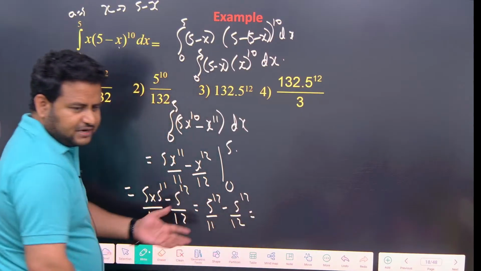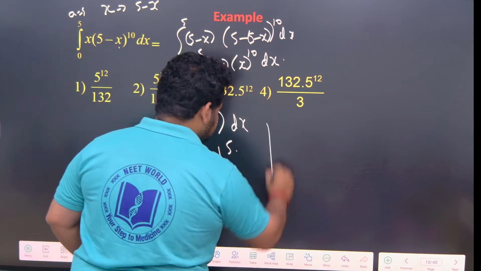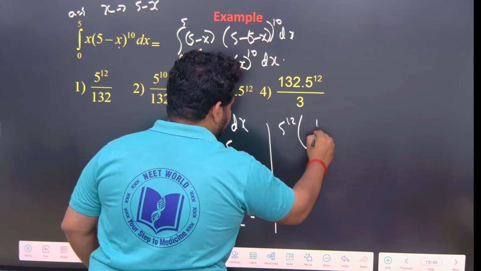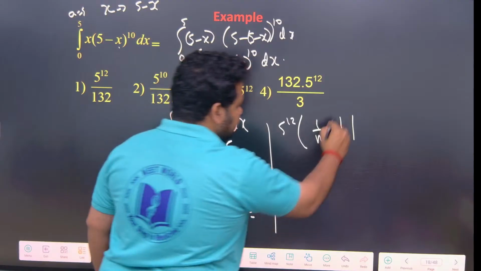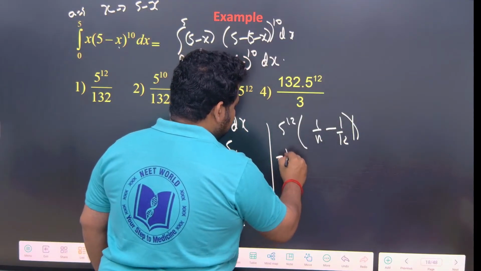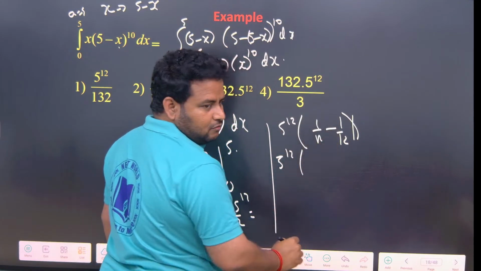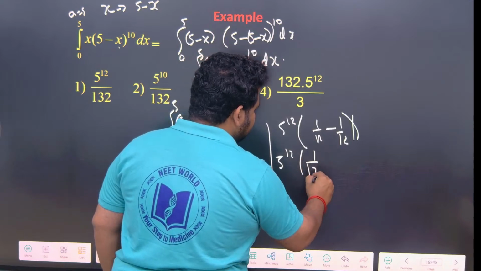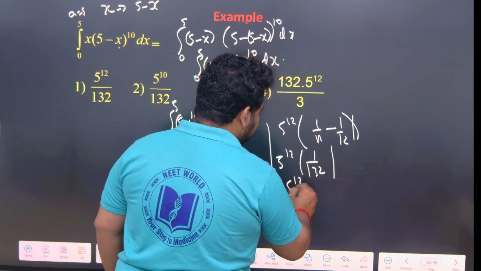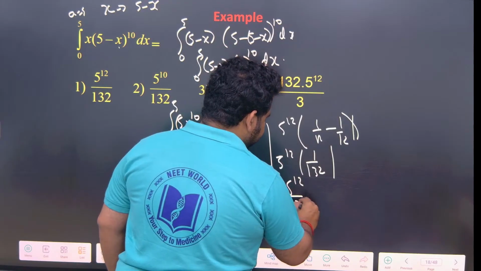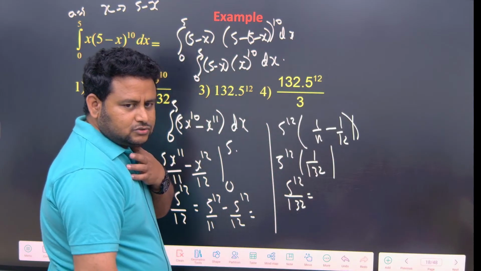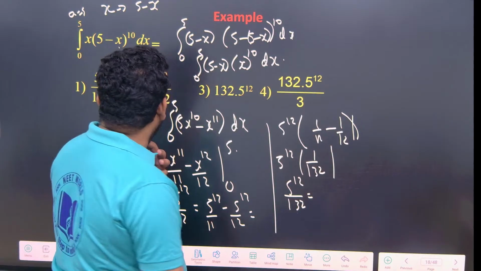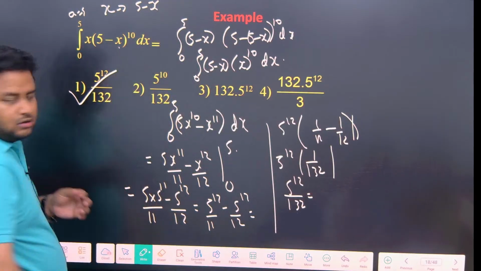5 power 12 is common, I can take it outside. So here I will write it. This can be written as 5 power 12 into 1 by 11 minus 1 by 12. So this will be 5 power 12, and 12 minus 11 is 1, so 1 by 132. So 5 power 11 by 132, since 11 into 12 is 132. Correct? So the answer will be 5 power 12 by 132. Which option? First option. Understood?